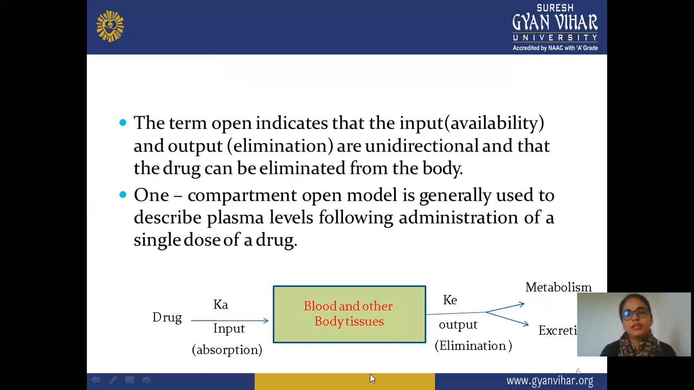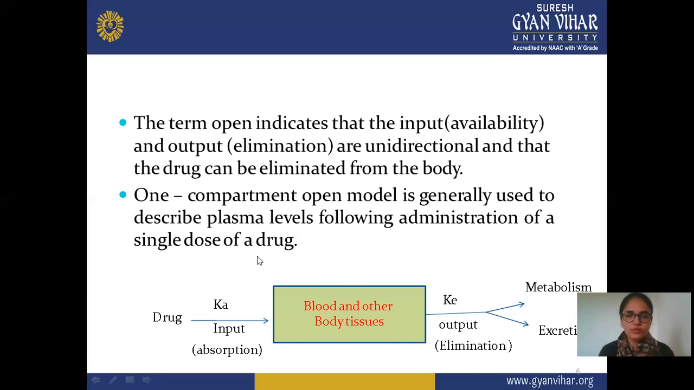Next, the term open indicates that the input availability and output elimination are unidirectional, and some drug can be eliminated from the body. One compartment means there is only one direction; input and output come in the same direction and the drug is eliminated from your body. The one compartmental open model is generally used to describe the plasma level following administration of a single dose of the drug. Mainly, we can say that it flows uniformly in a single direction: absorption, and after this, elimination takes place.